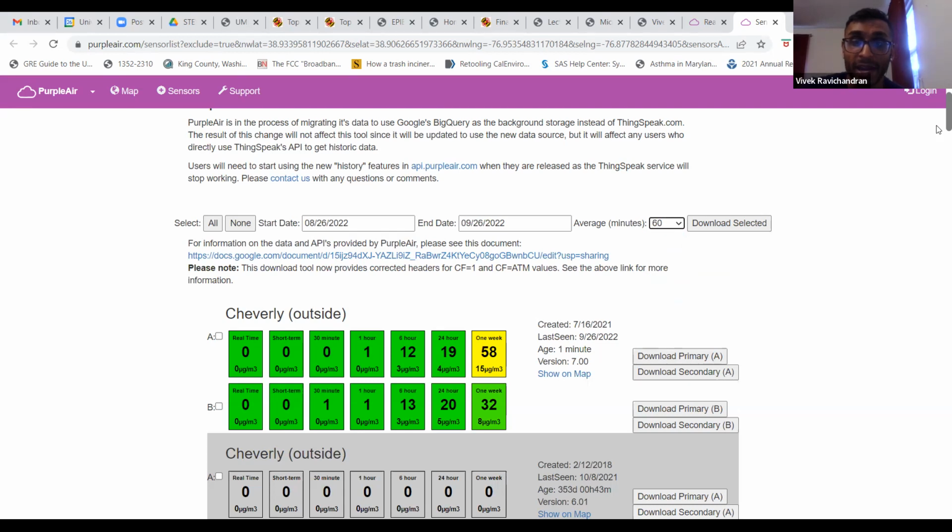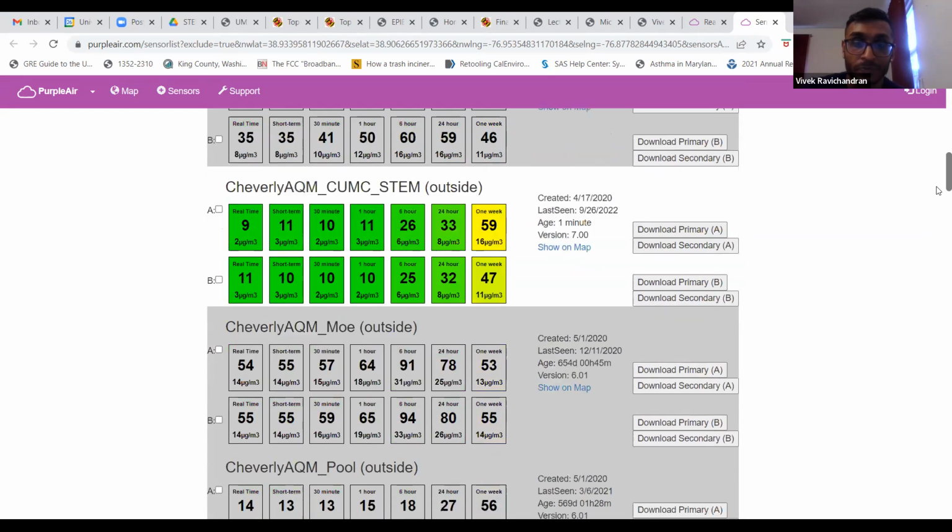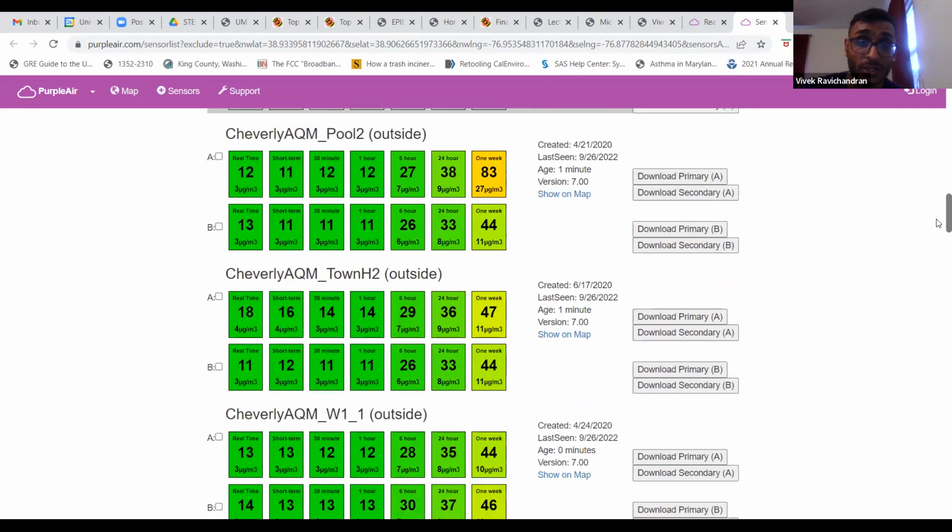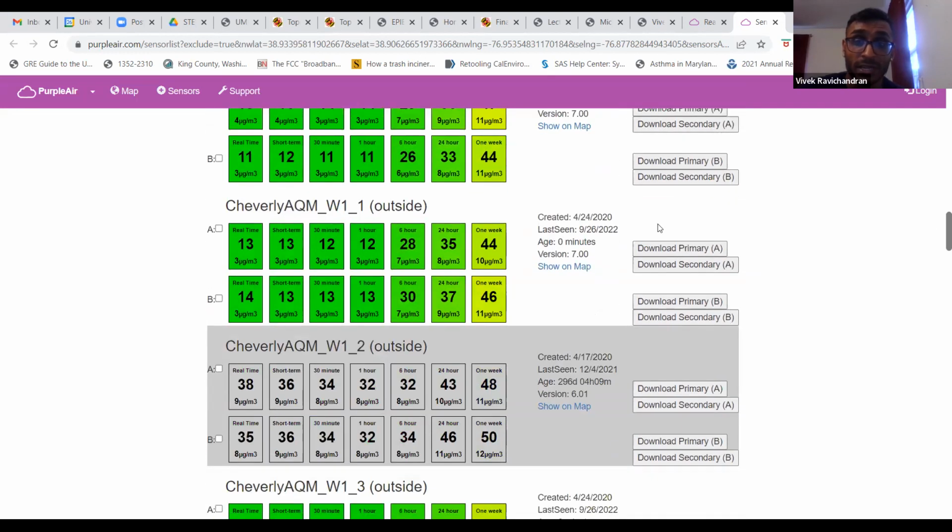And then you just want to go back down to your sensor, again, whichever one that you wanted to look at. But this was our example right here, W1_1. And then you're just going to hit download primary A. That's all you need.